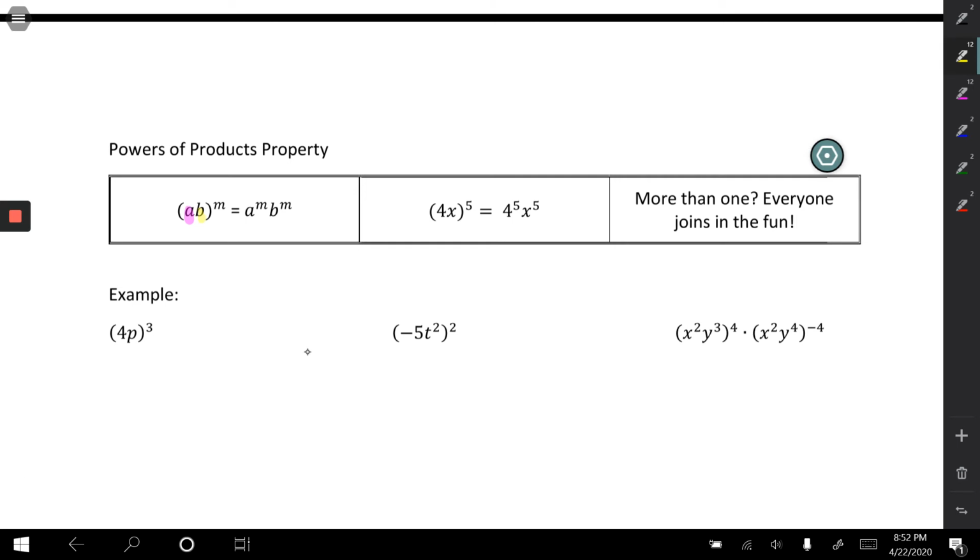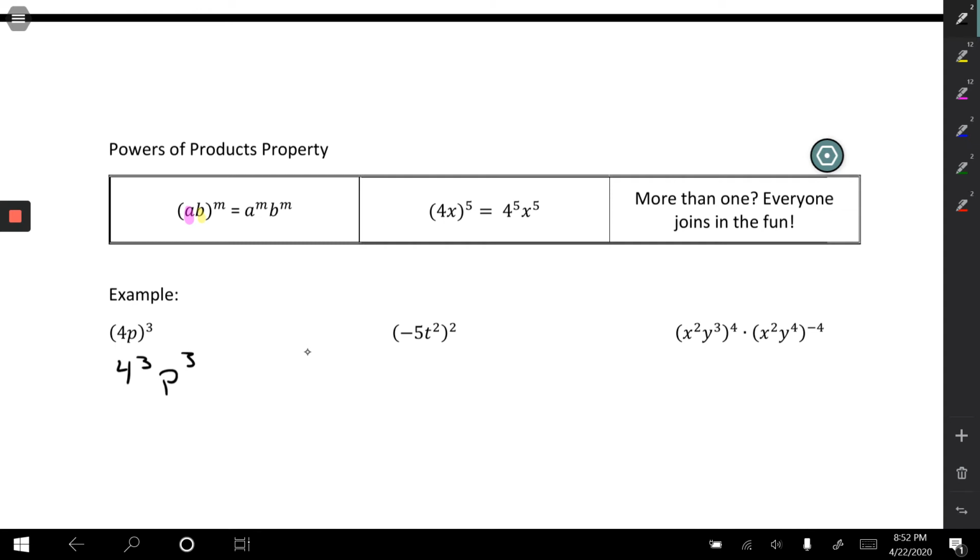So if there's more than one base on the inside of those parentheses, everyone joins in the fun, okay? More than one, everyone joins in the fun. So for my first example here, I've got 4p, and that's all raised to the third power, okay? So everyone gets to join in the fun, and now everyone has that exponent. That's all there is to it, okay?